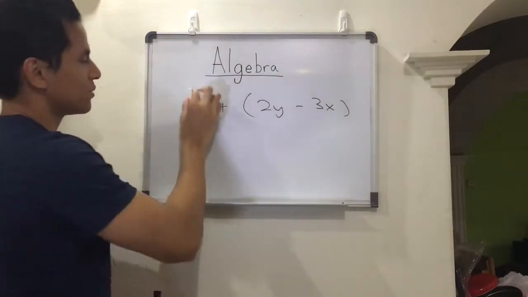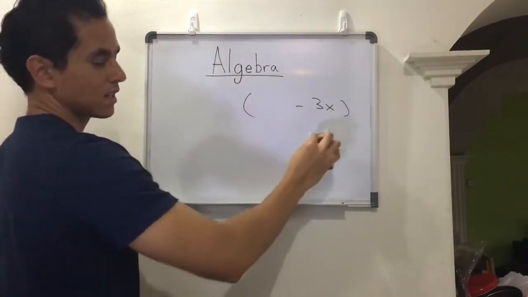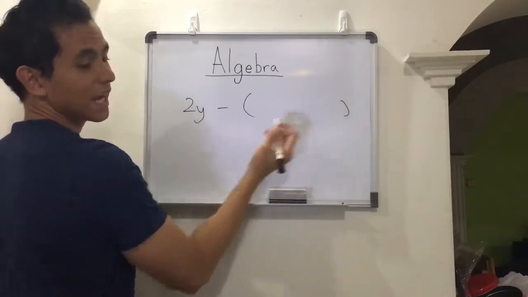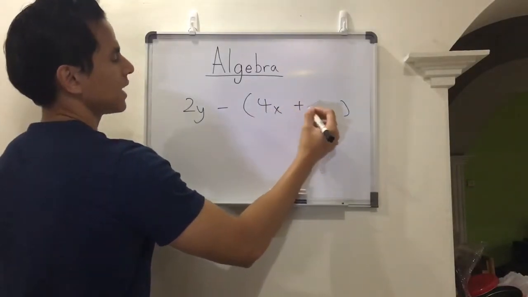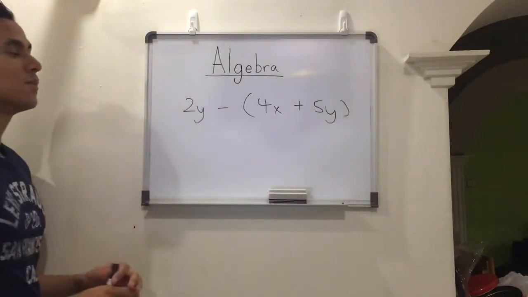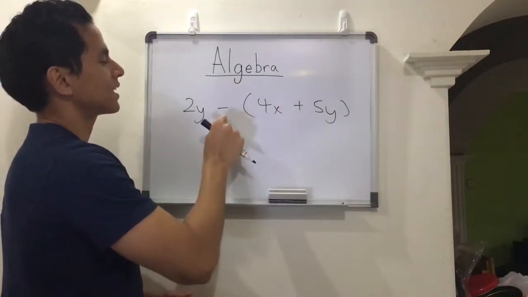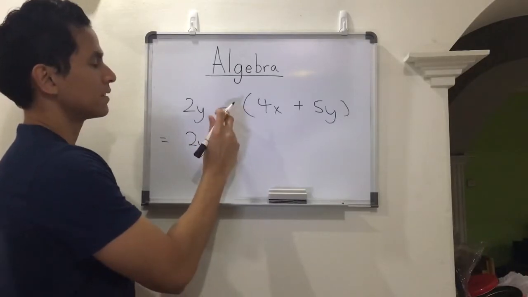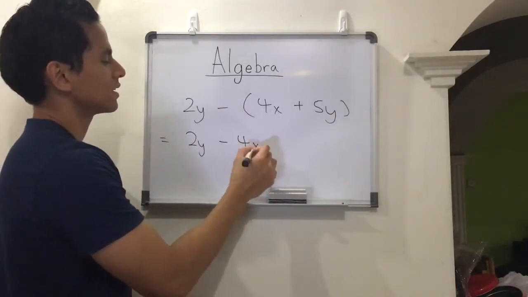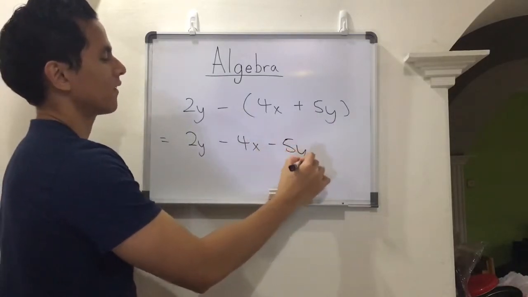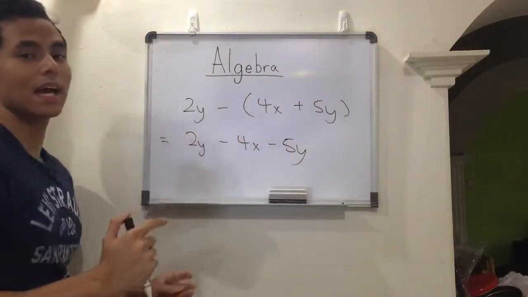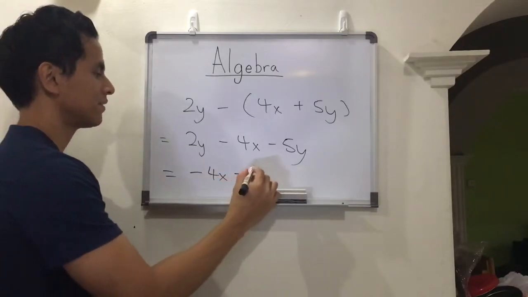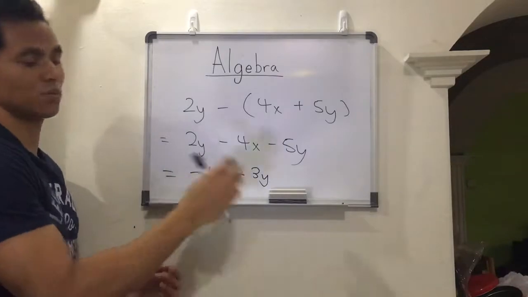A similar example, but this time with a negative sign in front. Let's say we now had 2y minus a bracket, and inside the bracket we have 4x plus 5y. So now we have to multiply this negative with this term and this term. So we're going to have 2y, negative 1 times 4x gives us negative 4x, negative 1 times 5y gives us negative 5y. And then here we realize that this and this can be simplified further. So this will give us negative 4x and negative 3y. So this will be our final answer.